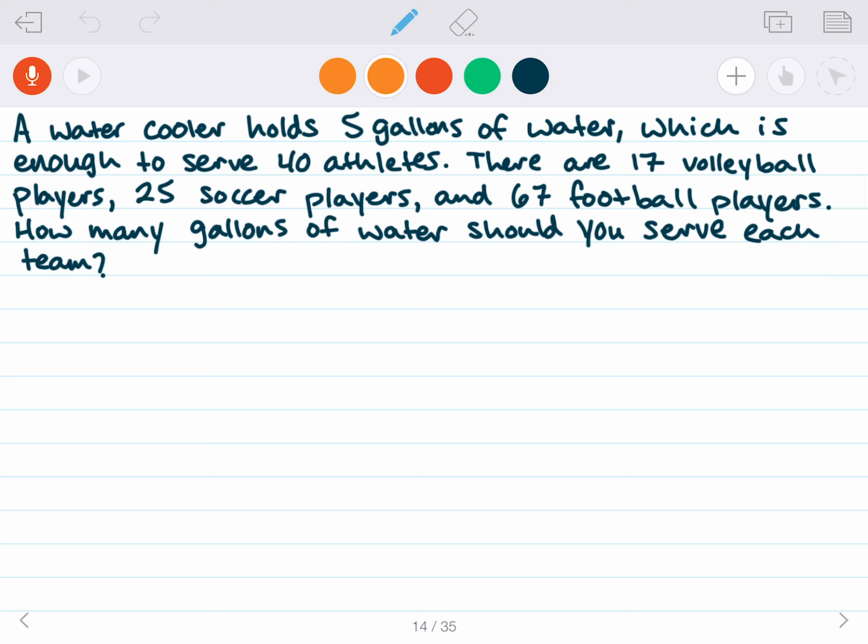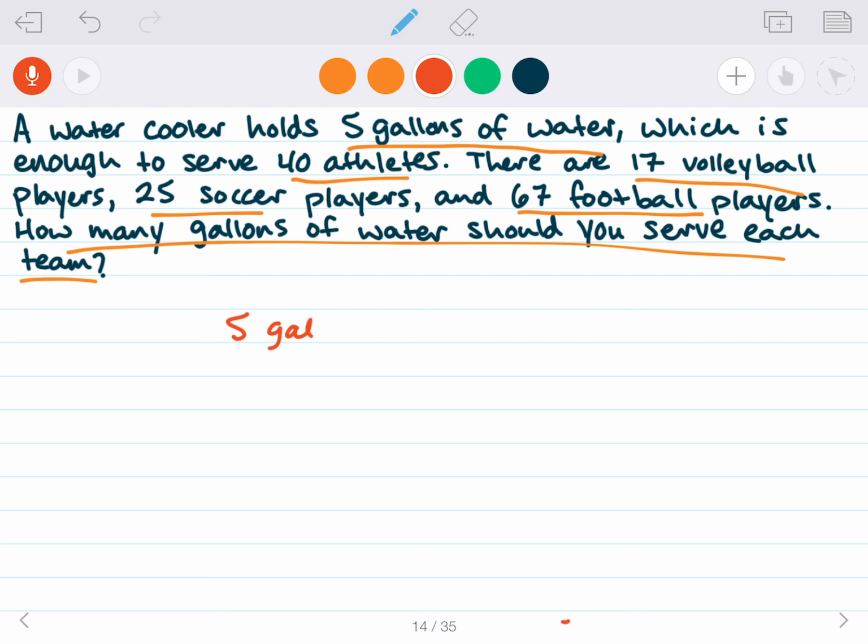Okay, a water cooler holds 5 gallons of water, which is enough to serve 40 athletes. There are 17 volleyball players, 25 soccer players, and 67 football players. How many gallons of water should you serve to each team? Alright, so the first sentence tells us our base ratio. We have 5 gallons to 40 athletes. And so we kind of have to parse this up because each of the sports categories has a different number of players.